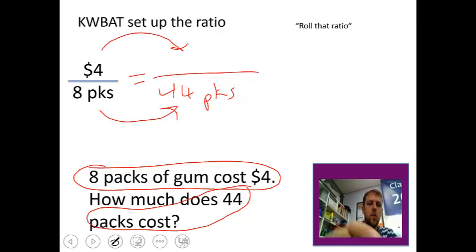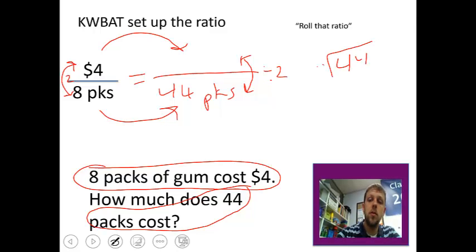All right, so I noticed that the ratio is really, really nice to me. So if I look going up and down, I realize that they have a relationship of times 2, or divided by 2. So I know that 8 divided by 2 is 4, and 4 times 2 is 8. So I'm going to use that same relationship over here. Okay, so if 8 divided by 2 is 4, I'm just going to divide by 2 over here in order to get that. 44 divided by 2 is $22. So we can say that 44 packs is $22.